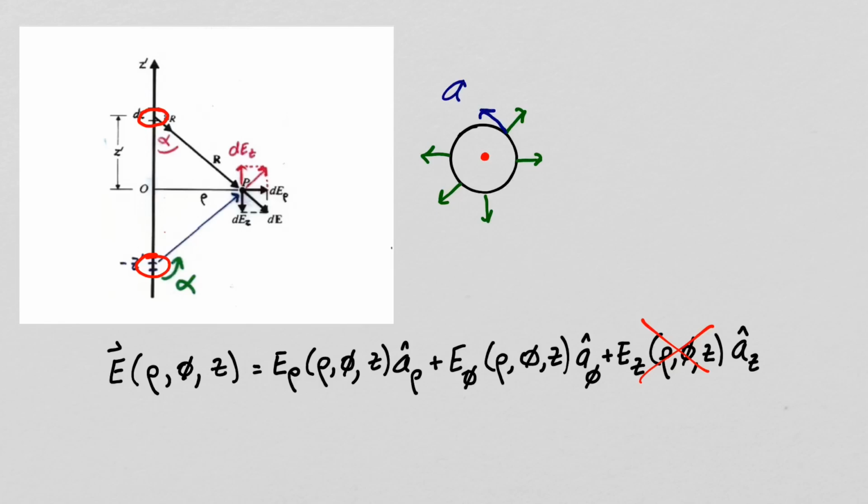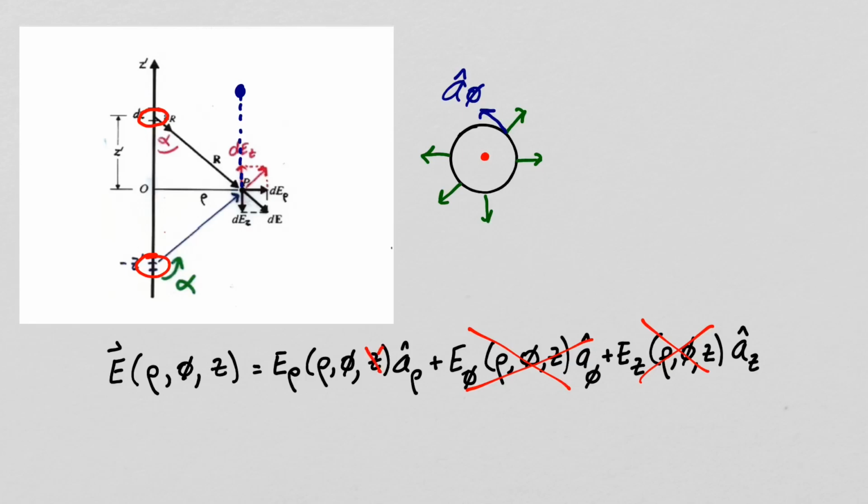So there's no electric field intensity in the phi direction. The electric field intensity will depend on rho because as rho increases, you're getting further away from your line charge. The electric field intensity will not depend on z because no matter what z location you go, your view of the infinite line charge is the same. You still have an infinite amount of charge above you as you do below you. So there's no z dependence.